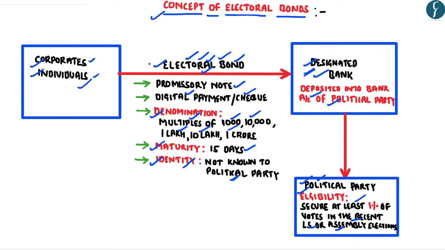So the two most important aspects which one should know with respect to electoral bonds are the identity of the donor, and secondly, the eligibility of the political parties to receive donations under the electoral bonds. So these are some of the aspects which one should know with respect to the concept of electoral bonds. Let us now understand what the advantages of electoral bonds are, as well as analyze various issues with respect to political funding of elections in India.